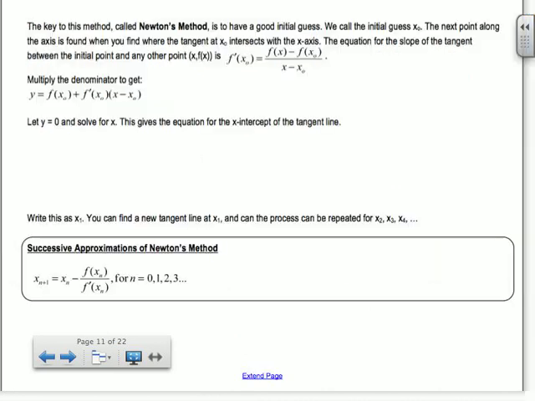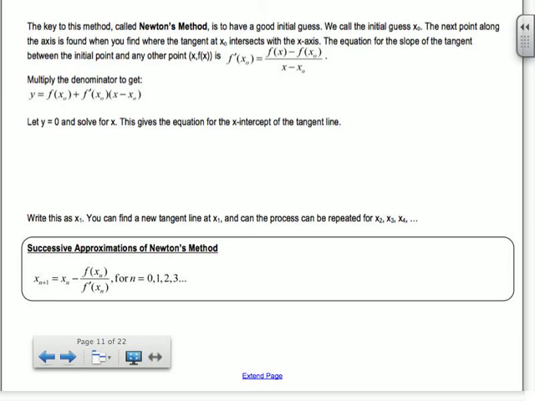Okay, so this method is called Newton's method, and the key is to have a good initial guess. We call our initial guess x0, like I said. The next one's x1, the next one's x2, x3. I call these the xi's. Now the equation for the slope of the tangent line at x0. We know how to find the slope, right? y2 minus y1 over x2 minus x1. It's set up like that.